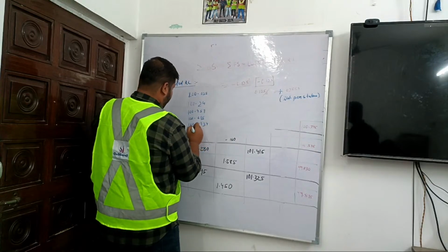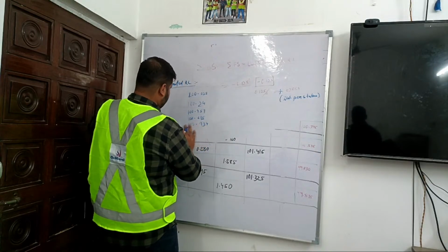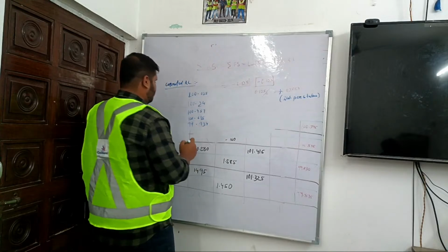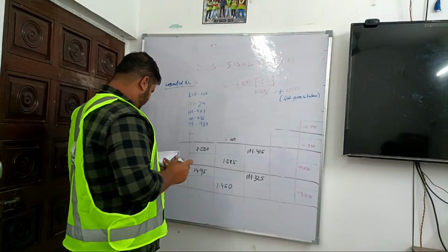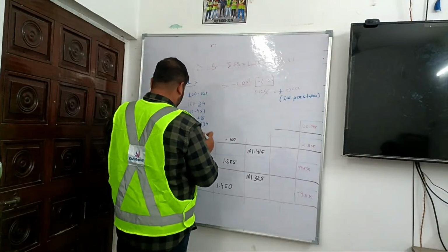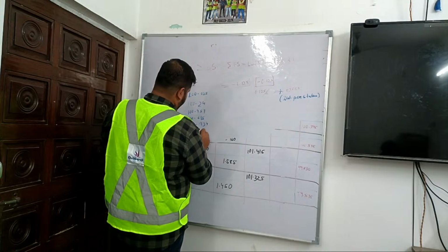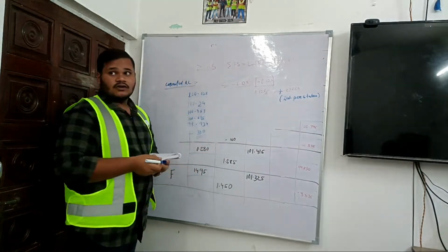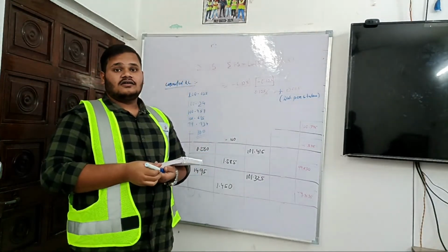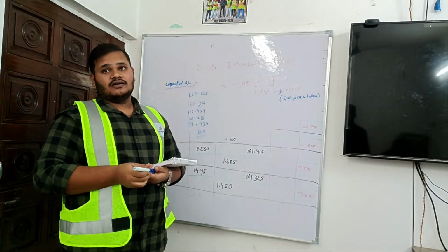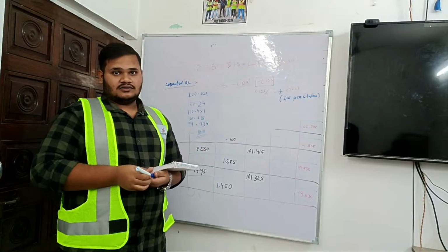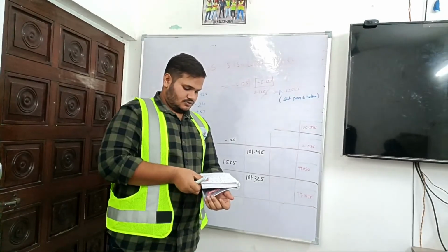Now for station 5, it comes as 99.934, and for the sixth station, the value comes out to be 100. Okay, it's 100. This is how we calculate the RL by performing fly leveling. Okay. Thank you.